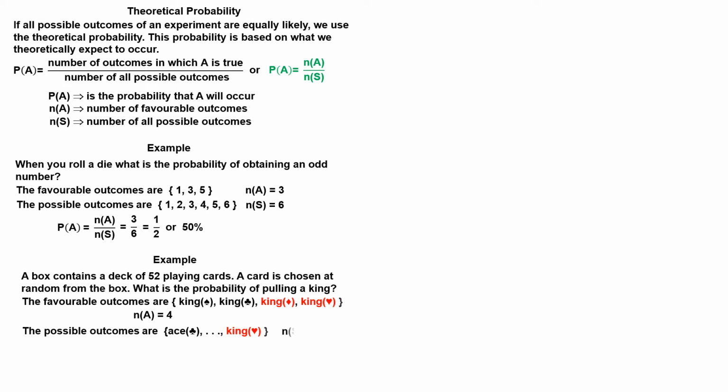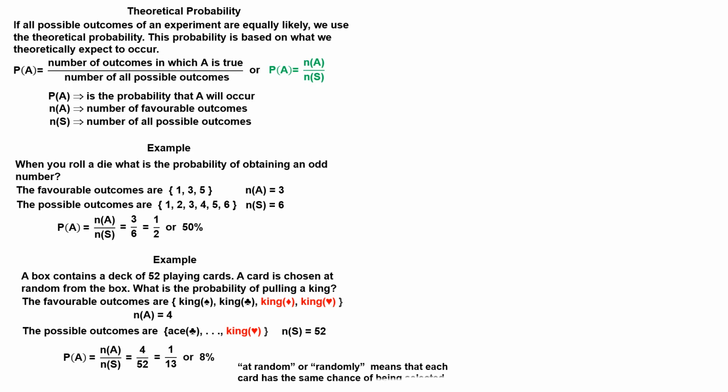The possible outcomes are all cards in the deck. The number of possible outcomes is 52. Therefore, the probability is 4 over 52. The probability is 8%. At random or randomly means that each card has the same chance of being selected.